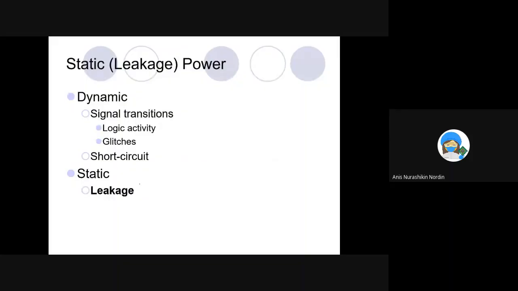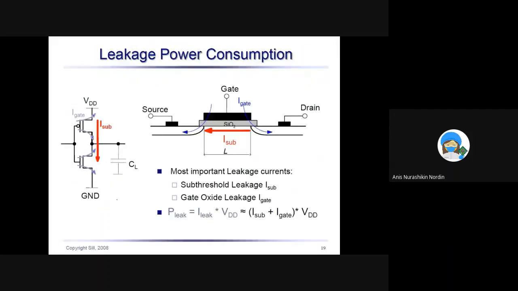Now we have the last one, which is the static or the leakage current. Where is the leakage power? The leakage power occurs here at the transistor. This is the cross section of the transistor. This is the channel.